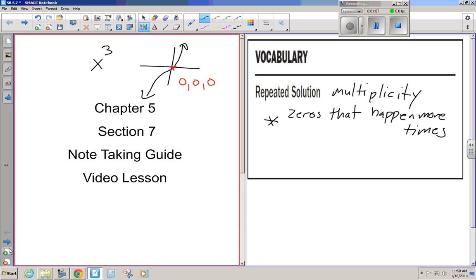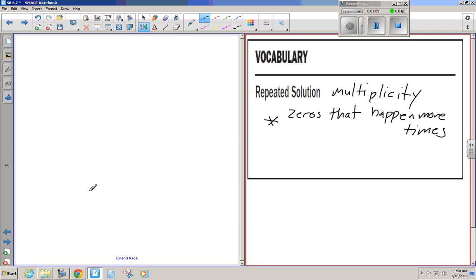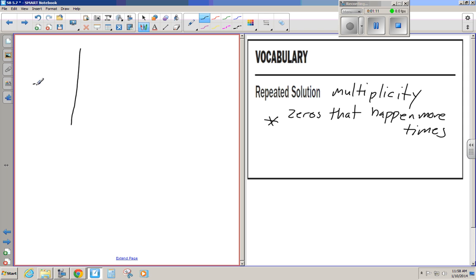Right now we know, hopefully we know, that when it comes up, down, and up, every time it crosses the x-intercept, that's a 0. That's a 0. That's a 0. This is an x cubed. It's a cubic with 3 zeros.